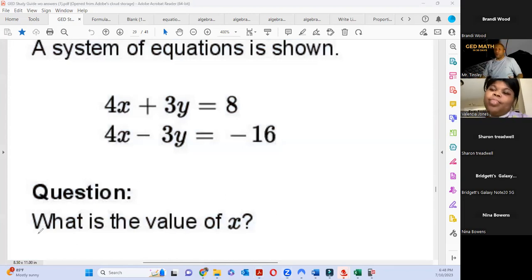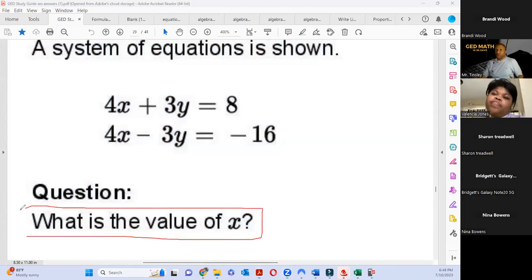So first of all, what are they asking? What is the value of x? You have to understand, they're asking you to solve for x. So at the end, you need x equals. That means I can't get rid of x, because if I got rid of x, I'd only have y left. So that means I have to get rid of y.